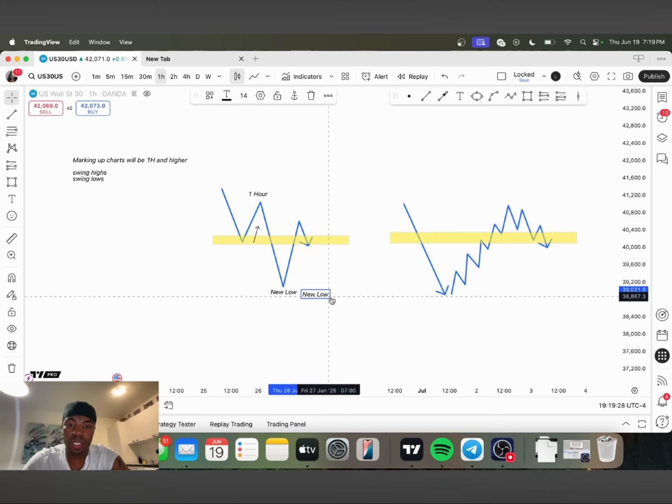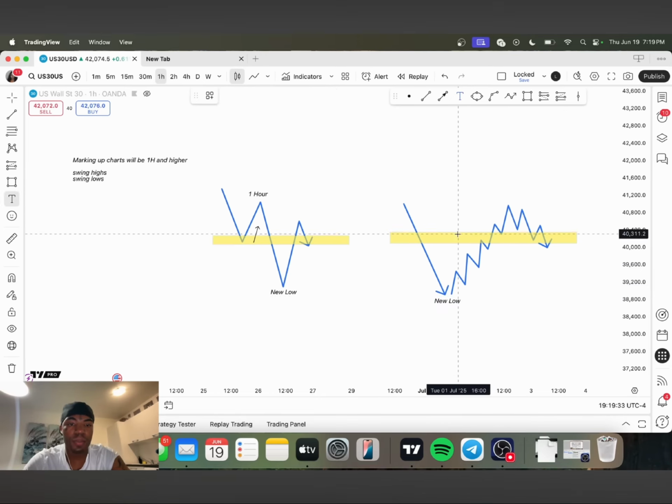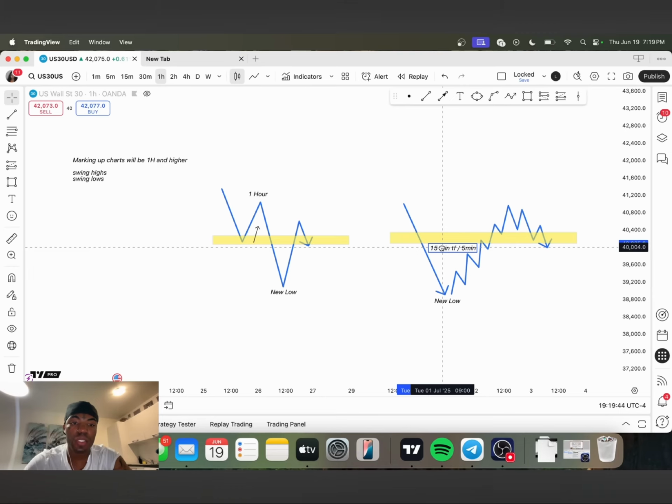So I'm going to drag this across. This is our new low as well, but this is our 15-minute time frame. You can even say 5-minute, whichever one you can see clearly. Whichever one you can see your swings clearly on is the one that you can use.